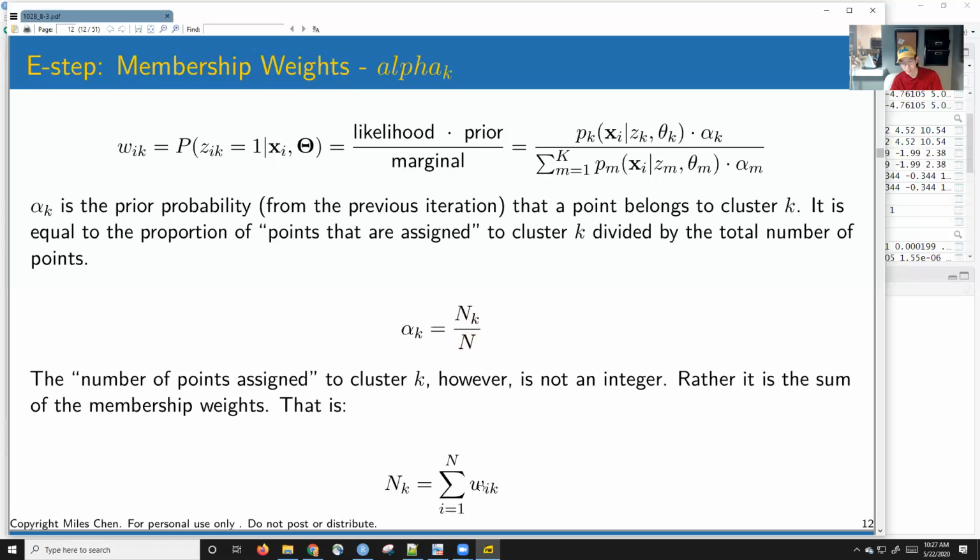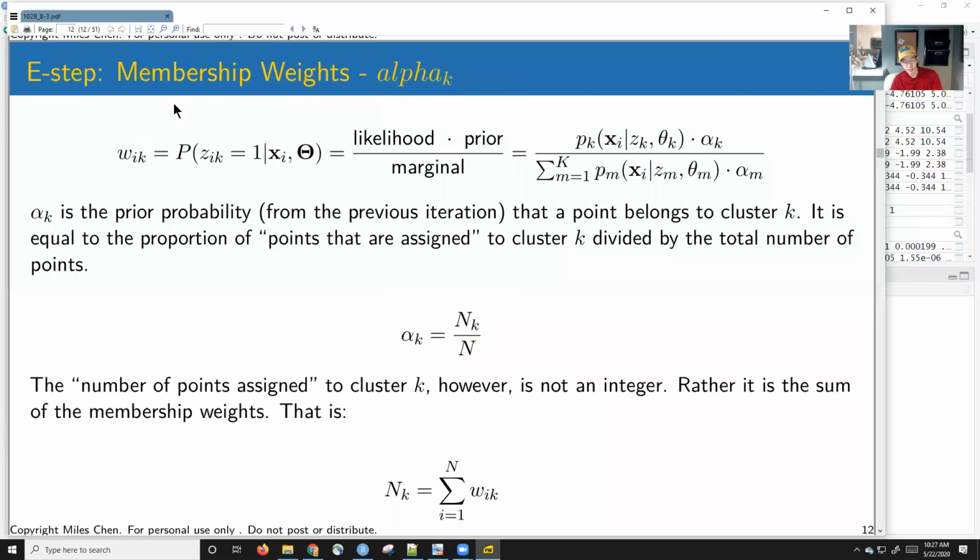So it's the sum of the membership weights, which again is found using the Bayes classifier, and it's not the actual number of points. Intuitively, you can think of it as the number of points assigned to this cluster, but again, it's not really an actual count. You can't count this, it's the sum of the weights.